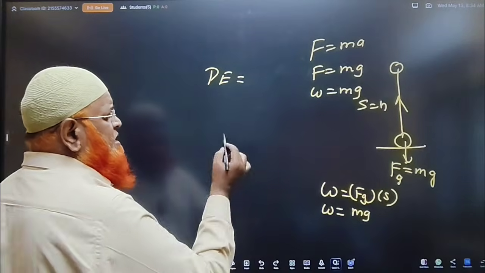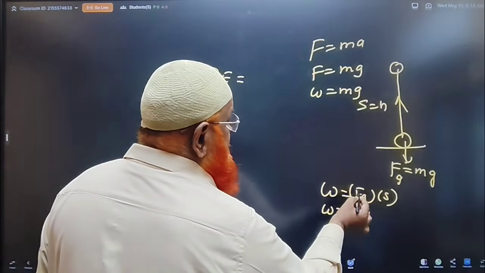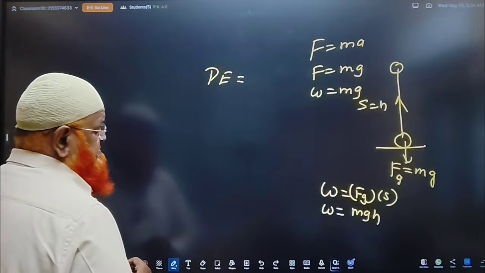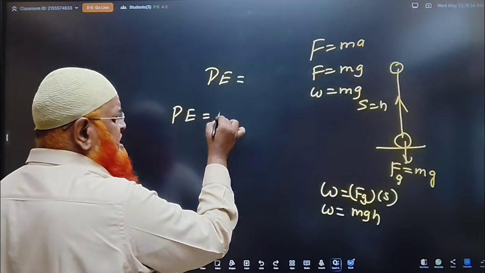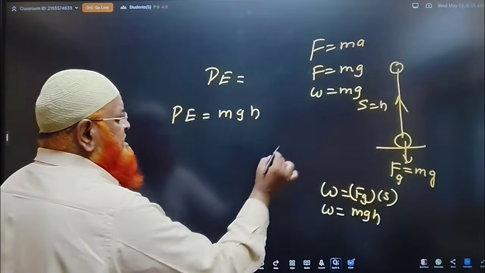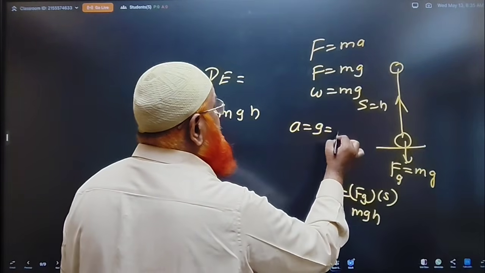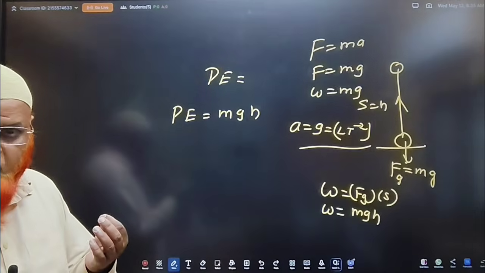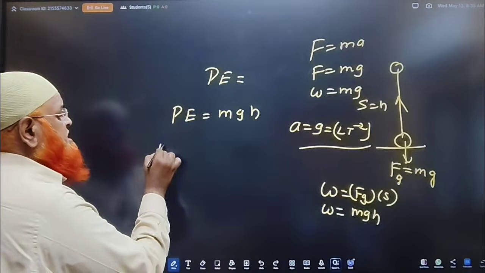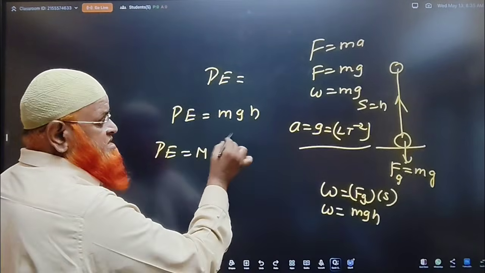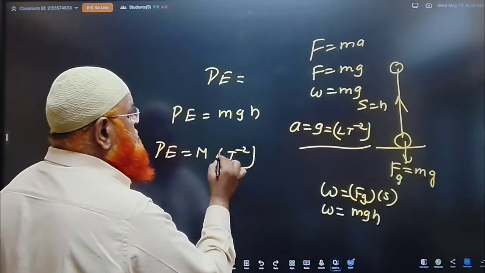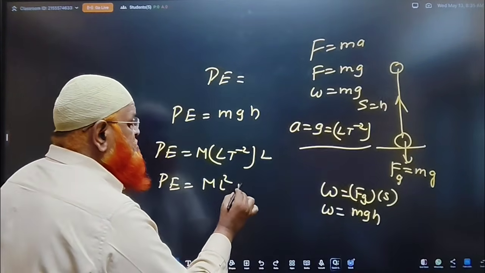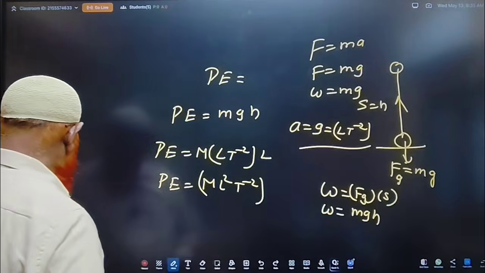Potential energy and work are the same. So this is the force due to gravity, mg, and the displacement in the upward direction is taken as h. Therefore, the potential energy formula is mg into h. The acceleration due to gravity formula is the same, L T power minus 2. So the potential energy formula is M, as it is, g means L T power minus 2, and h is nothing but L. So the dimensional formula for potential energy is M L square T power minus 2. Is it okay?